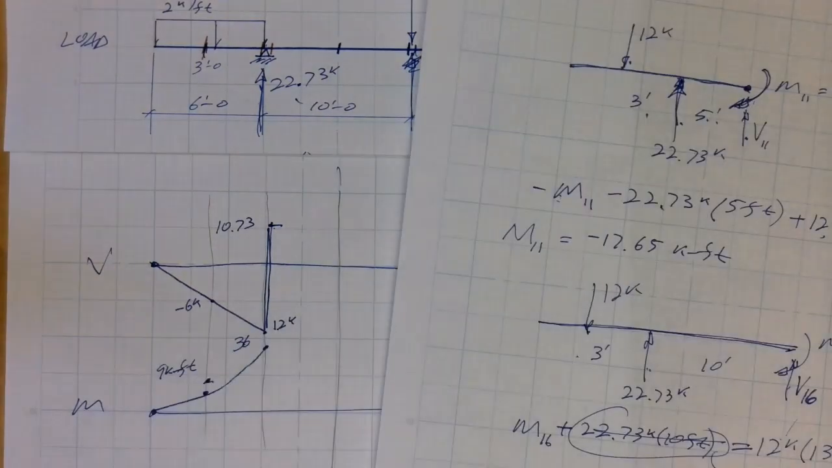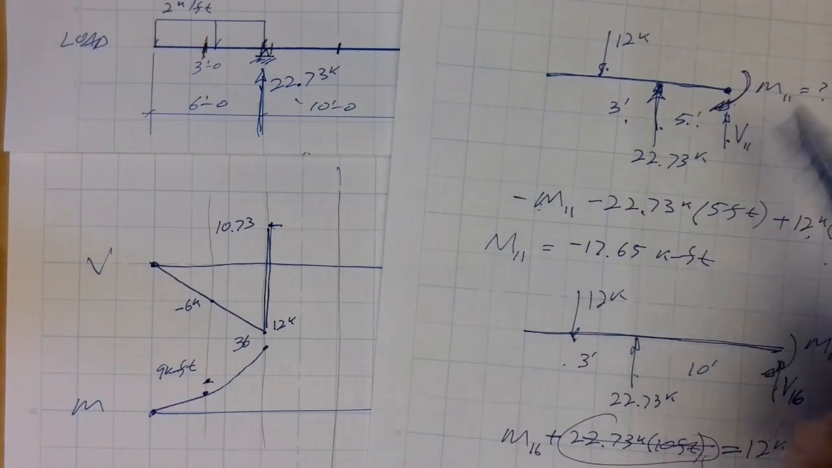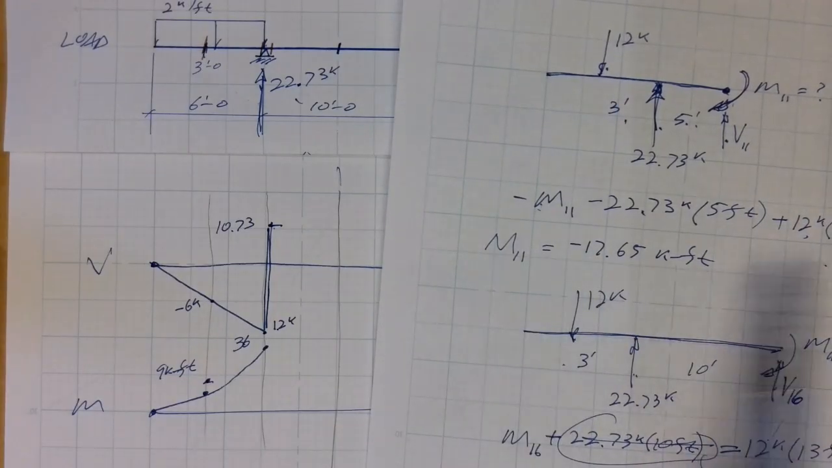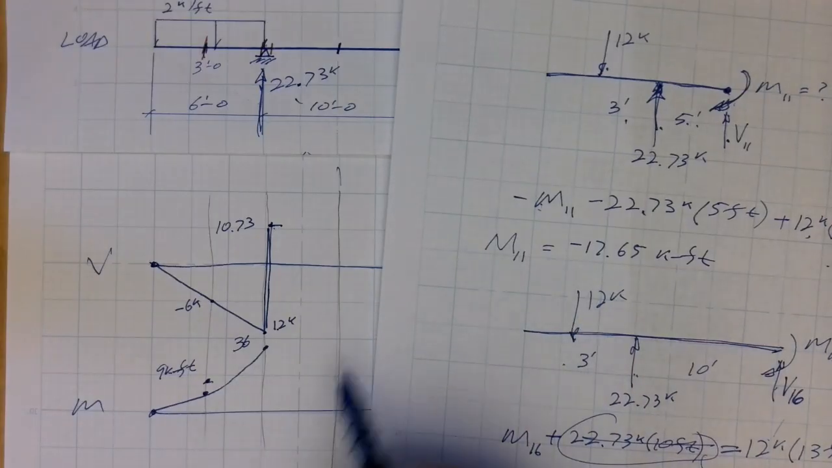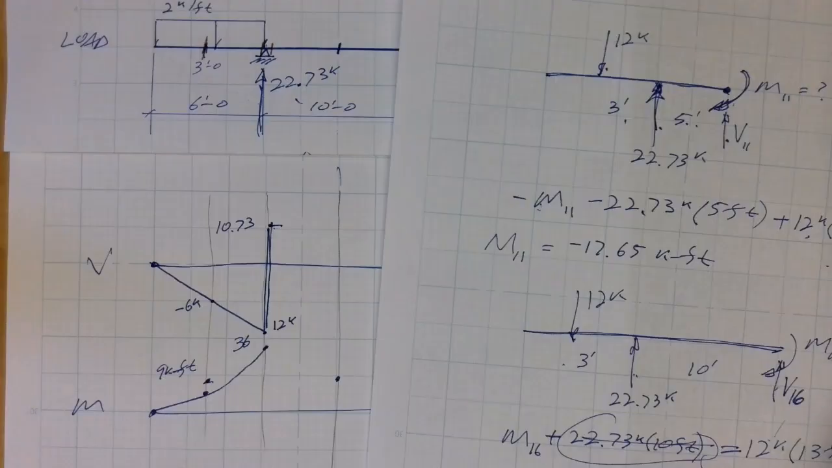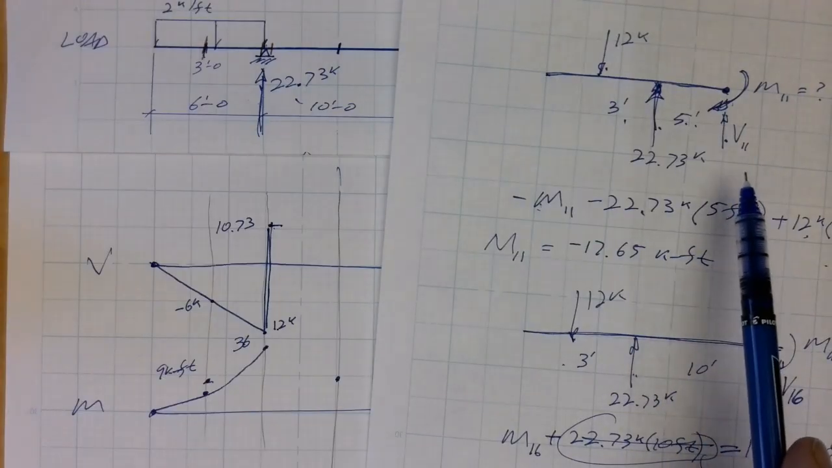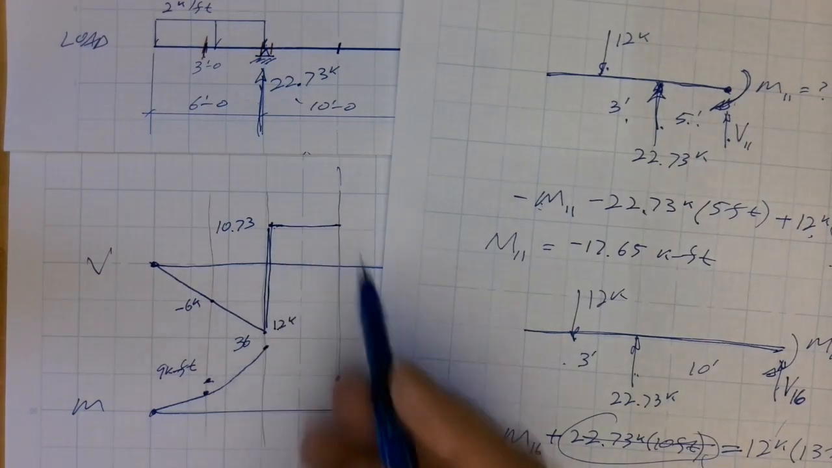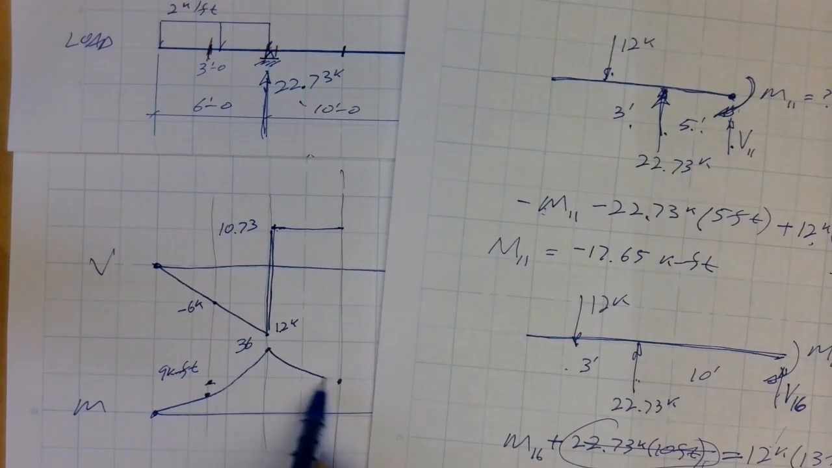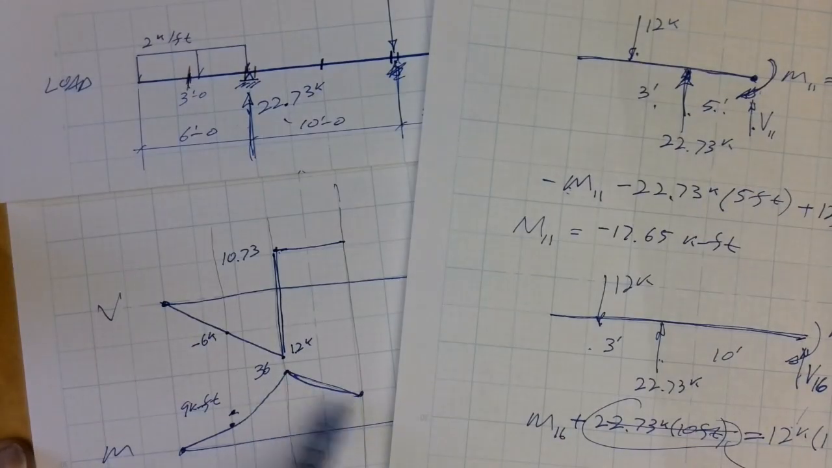Alright, then we come to this one, which is at point 11, 11 feet. Our moment was 17.65 kip feet, so this is dropping roughly half of that. And the shear, what is the shear? Oh, the shear didn't change, so it's the same. This is constant here. This is going to be coming down. Oh wait, that's a straight line.